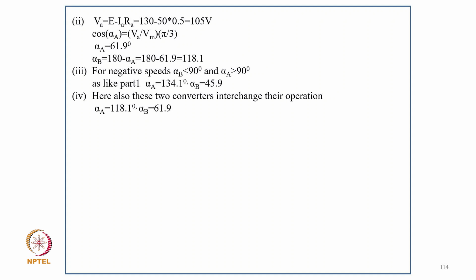So in part 3, alpha A equals 131.4 and alpha B becomes 45.9 degrees, and here also the two converters interchange their operation. So alpha A equals 118.1 degrees and alpha B equals 61.9 degrees.